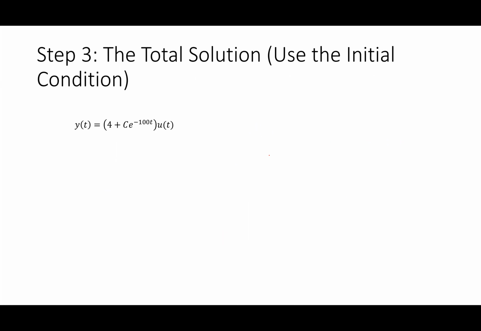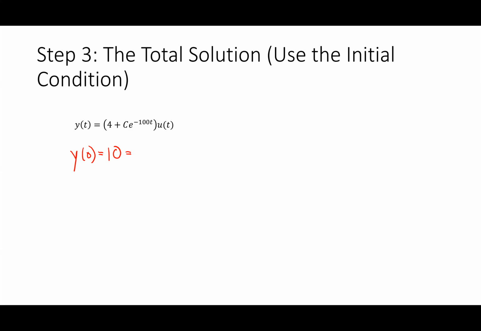So I'm pretty close to being done at this point. What do I have to do? I have to solve for c. You solve for the coefficients using the initial condition, but only after you have the total solution. I was told at the beginning that my initial condition was 10 at t equal to 0. So what do I do now? How do I solve for c?